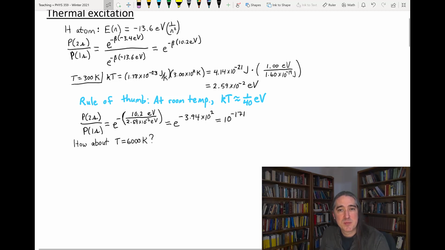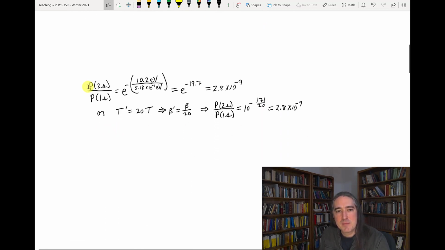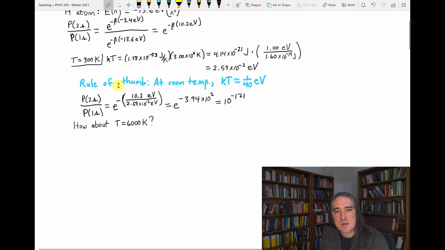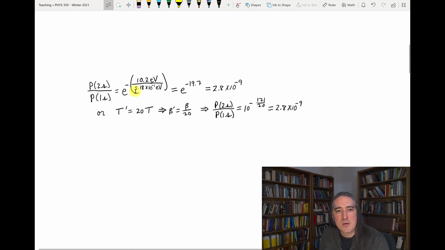Okay, have your solution. Let's see what we've got here. So the same mechanics apply. The ratio of the probabilities is the ratio of the Boltzmann factors. We can reduce that down to a single exponential. Now our beta instead is 20 times higher. So this is our beta, and the excitation energy is the same. Just do the division, it's e to the minus 19.7 or 2.8 times 10 to the minus 9. So now, for every billion atoms, 2 or 3 of them are going to be in the excited state.